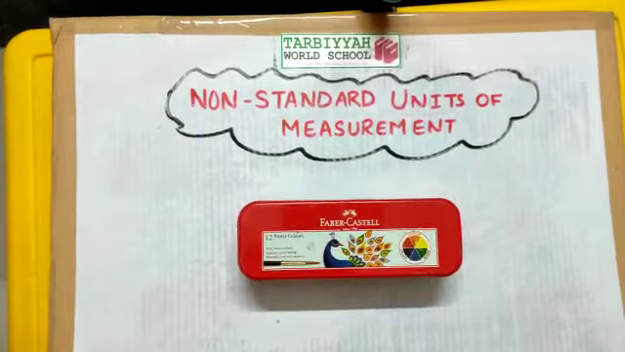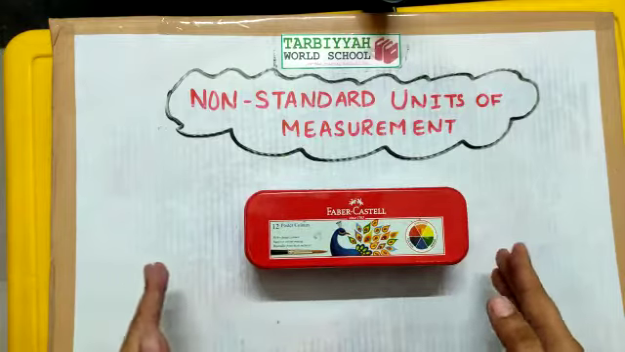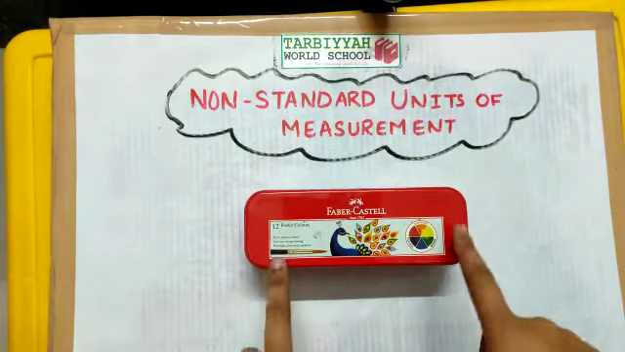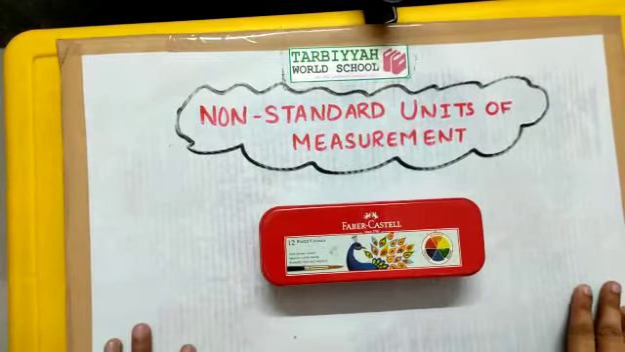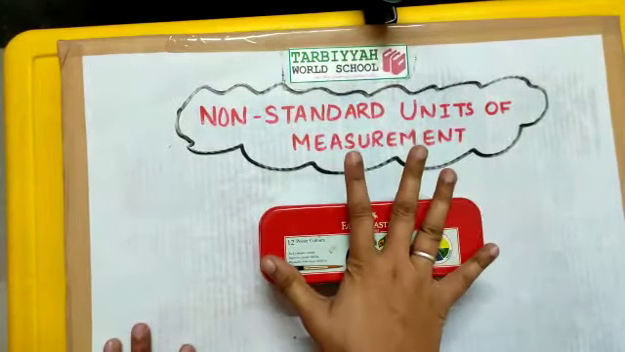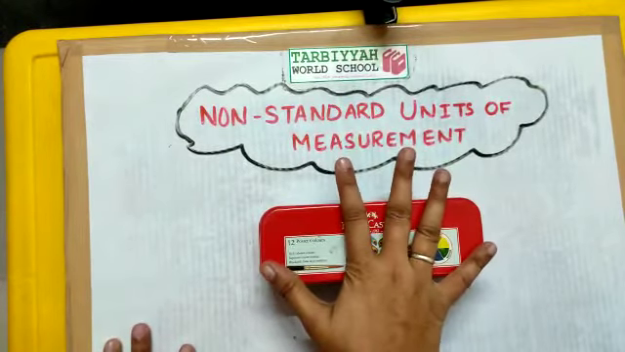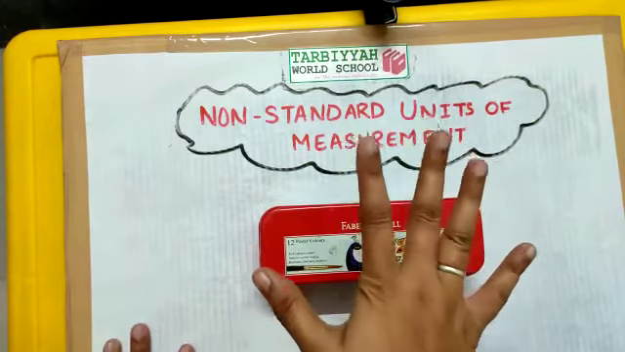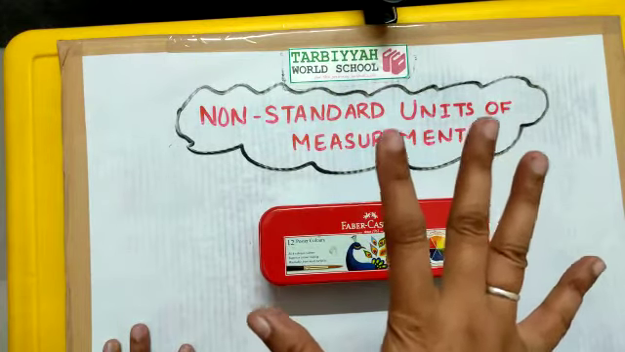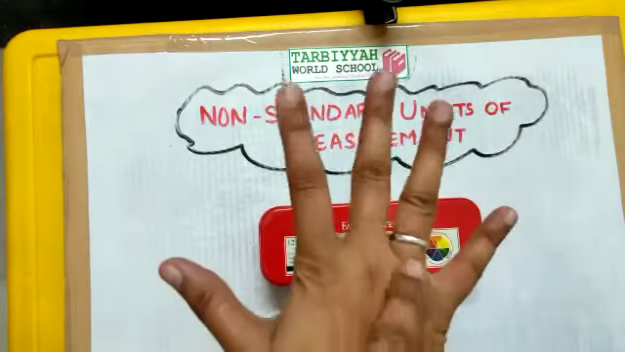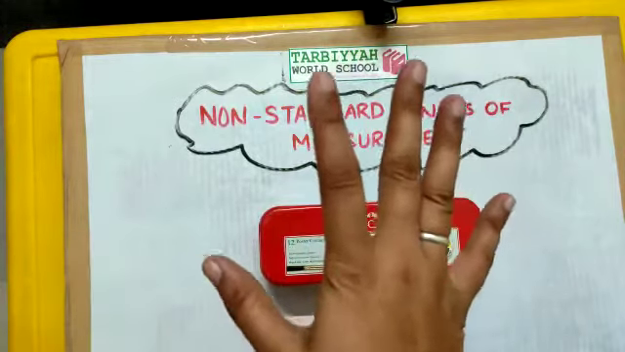So students, in non-standard unit of measurement we use our body parts or some object for measuring the given object. Like see, I have this box, so I can measure this with my hand like this. See, like this we measure. When we measure with the hand, it is known as hand span.